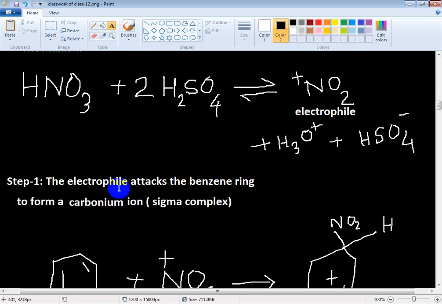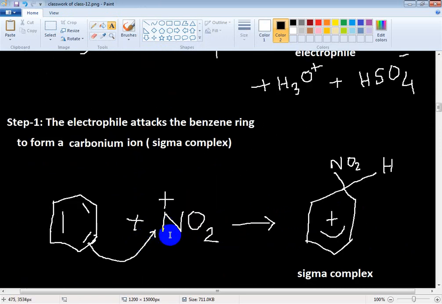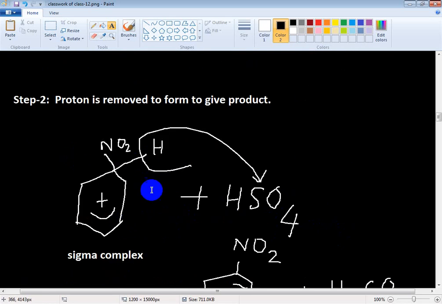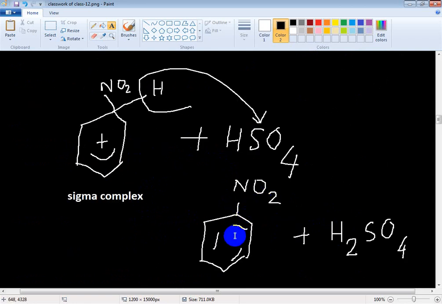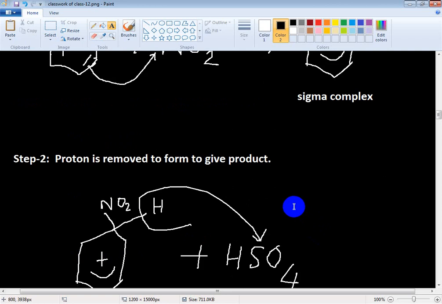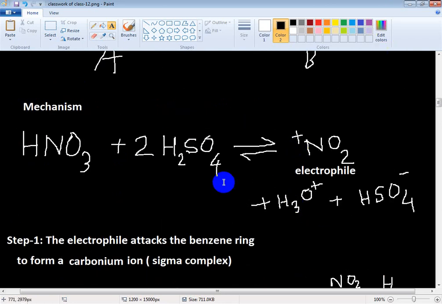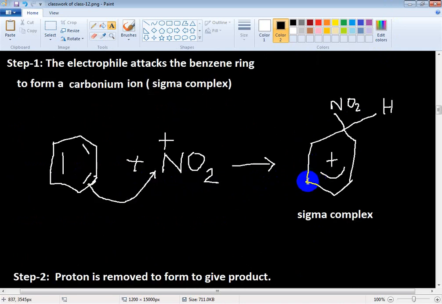There are two steps here. In the first step, the electrophile attacks the benzene ring to form a sigma complex. This is the carbonium ion, a carbocation. In the second step, the proton, this hydrogen ion, is removed due to the nucleophile and the product is formed, restoring the aromaticity of benzene. When nitrobenzene is formed, this is called nitration. If chlorine is added, it is called chlorination.